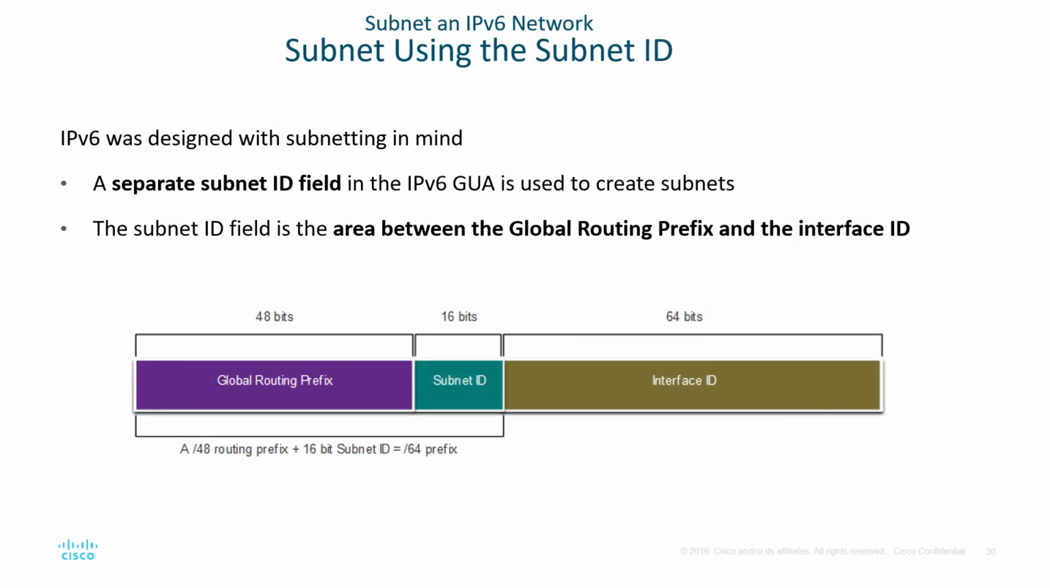Now, IPv6 was designed with subnetting in mind, although, frankly, there really is not a need for subnetting within IPv6. However, you have a separate subnet ID field in the IPv6 GUA that is used to create subnets if you so wish. The subnet ID field is the area between the global routing prefix and the interface ID.